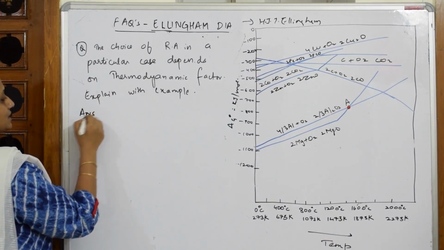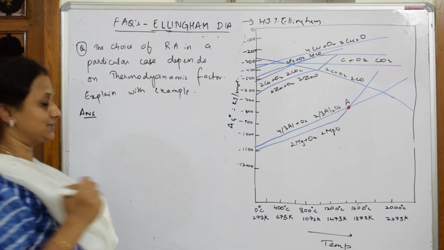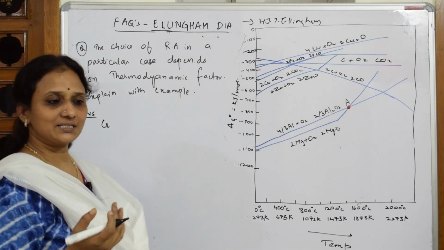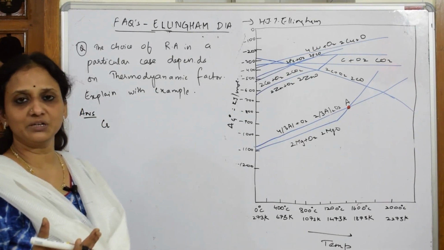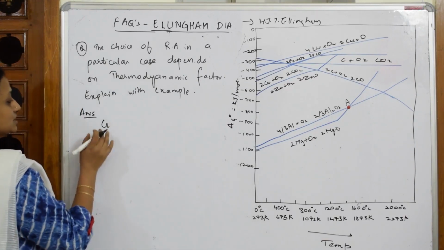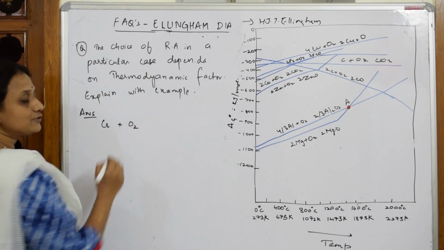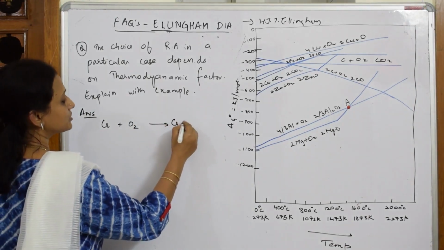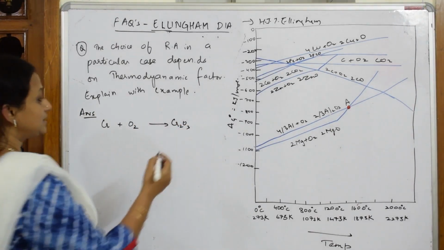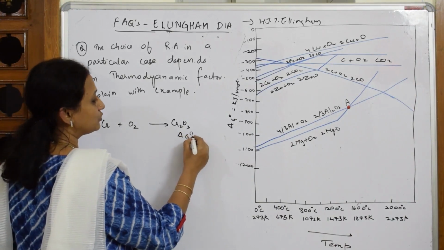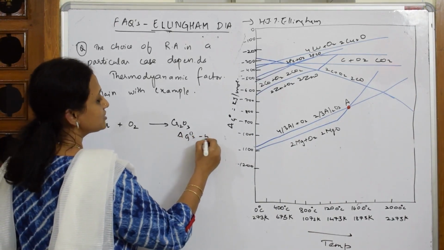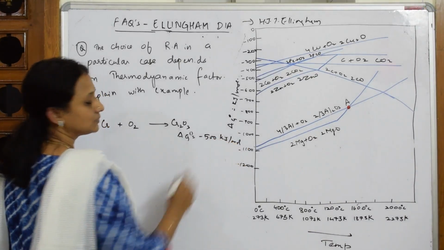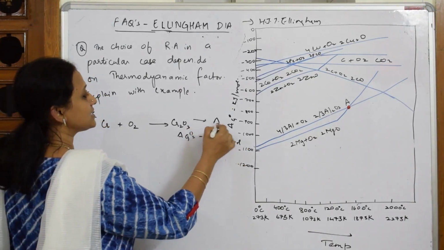Right, let me write. First, I'm going to pick up two metals. First, I'm going to take chromium. This is again a famous example. As I said, in the Ellingham Diagram, chromium and aluminium are given everywhere. So chromium, in the presence of oxygen, forms chromium trioxide. The delta G value for this is minus 500 kilojoules per mole. Let us label this equation as A.